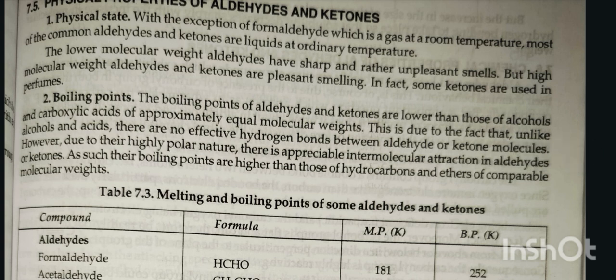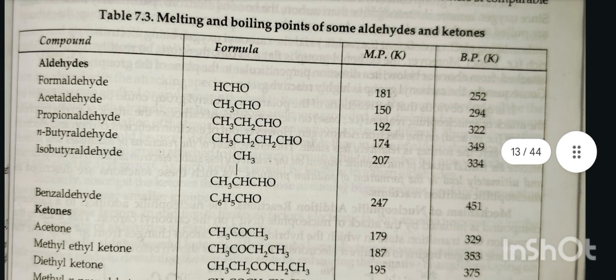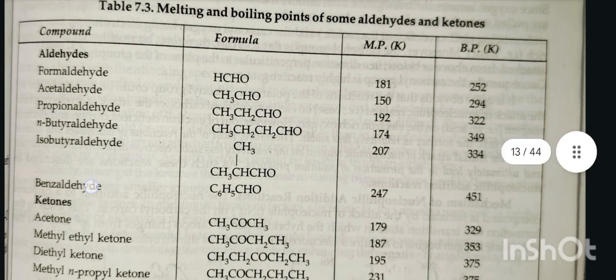Second, boiling point. The boiling points of aldehydes and ketones are lower than those of alcohols and carboxylic acids of approximately equal molecular weight. This is due to the fact that, unlike alcohols and acids, there is no effective hydrogen bonding between aldehyde or ketone molecules. However, due to their highly polar nature, there is appreciable intermolecular attraction in aldehydes and ketones. As such, their boiling points are higher than those of hydrocarbons and esters of comparable molecular weight.